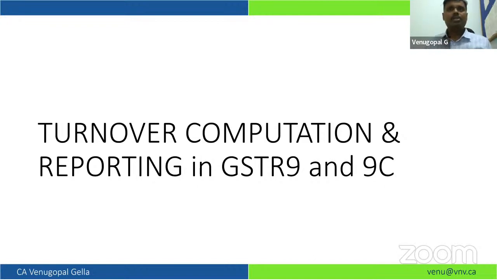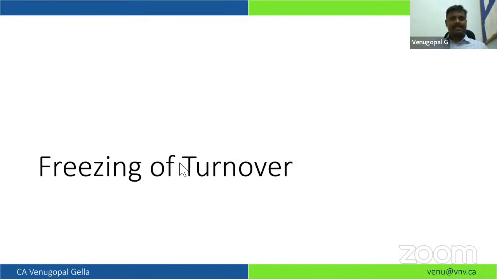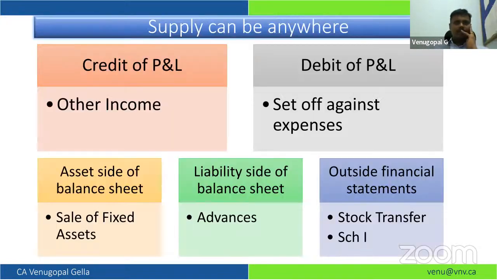So let's look at the turnover computation and reporting in GSTR9 and 9C. Firstly, you have to freeze your turnover. Your turnover might be there in all the places. Generally, everyone looks at the credit side of the P&L, but reimbursements could be on the debit side of the P&L. I would have netted off sale of assets, which is there on the asset side of the balance sheet. If you have received advances, they are there in current liabilities, on the credit side.